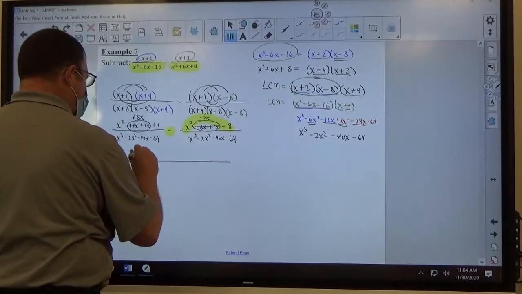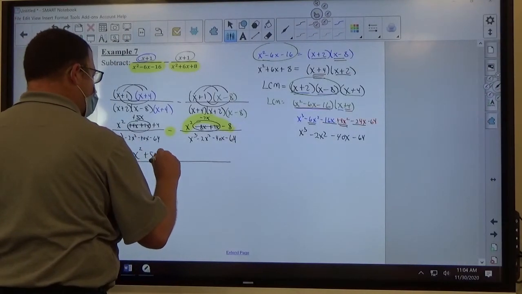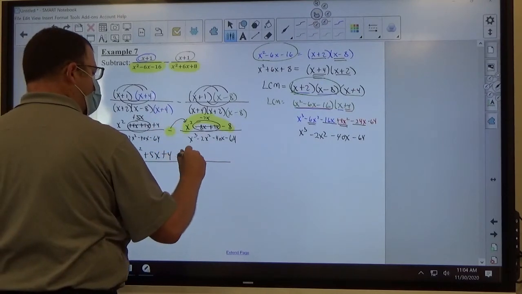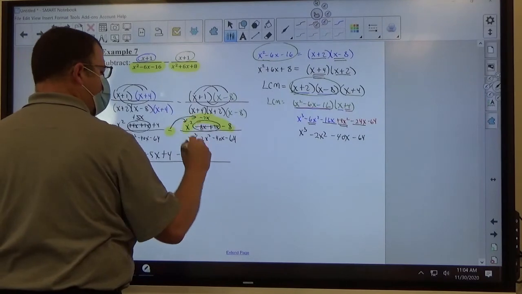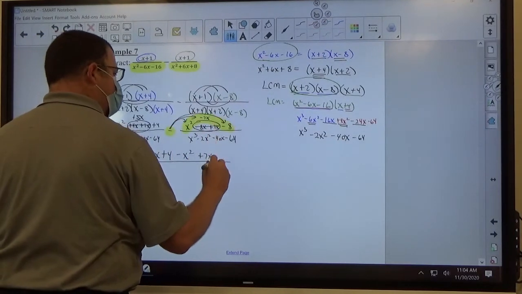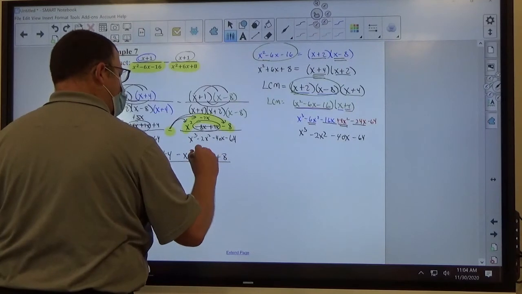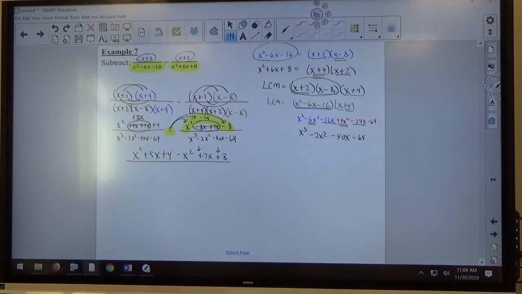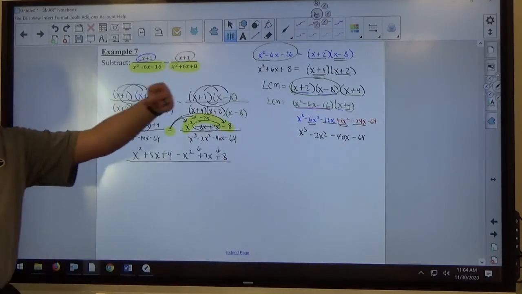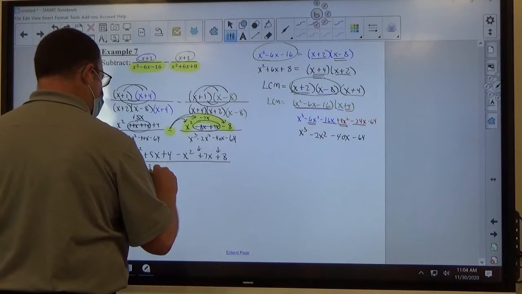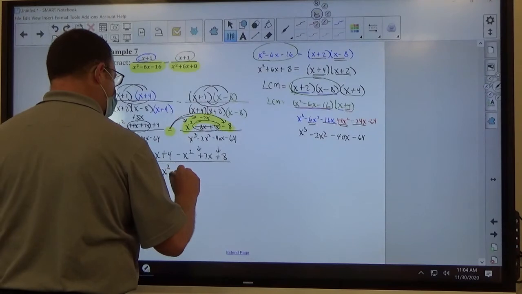I've got my x squared plus 5x plus 4. It's kind of minding its own business. I'm subtracting x squared. I'm subtracting negative 7x, that's going to be plus 7x. And I'm subtracting negative 8, which is going to be plus 8. These signs need to be different because we're subtracting the entire numerator, not just the first part of it. That minus distributes through the top. The bottom stays x cubed minus 2x squared minus 40x minus 64.